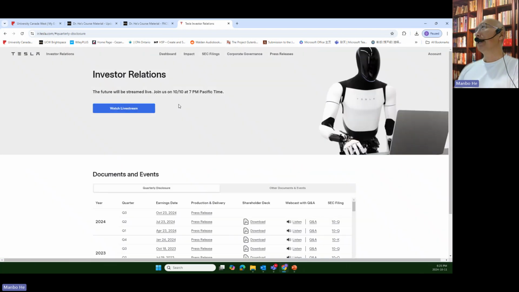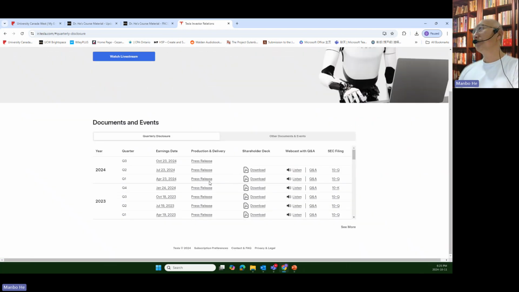Under here, there are many items. For 2024, they already have three quarters, and these are their quarterly reports, but we need the annual report. So here is an annual report, the 10K. You can just download it right away. This is how you get to the original, authenticated annual report of a public company.